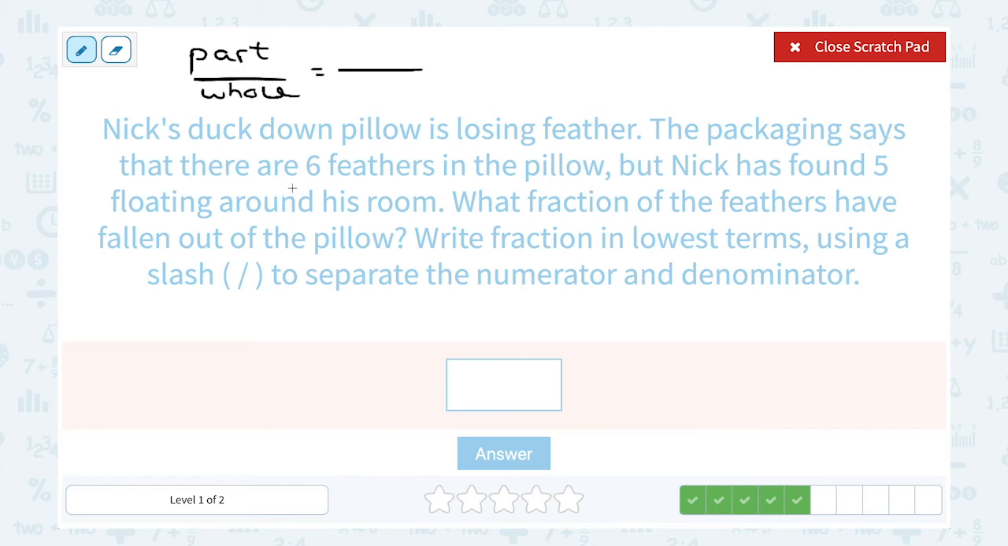So the packaging said there were 6 total, so that would be the whole thing. Now, of those 6 feathers, he already found 5 floating around his room. So that means 5 out of the 6 have fallen out. And I can't simplify that anymore because nothing bigger than 1 goes into both 5 and 6.